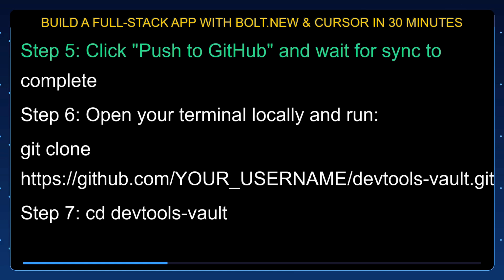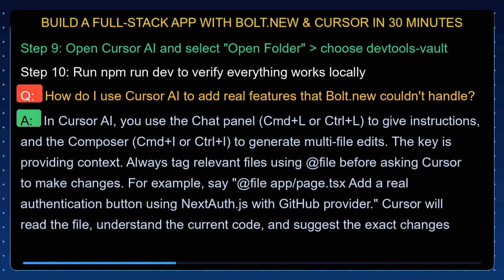Step 6. Open your terminal locally and run git clone https://github.com/your_username/devtools-vault.git. Step 7. cd DevTools Vault. Step 8. npm install. Step 9. Open Cursor AI and select Open Folder, then choose DevTools Vault. Step 10. Run npm run dev. Verify everything works locally.